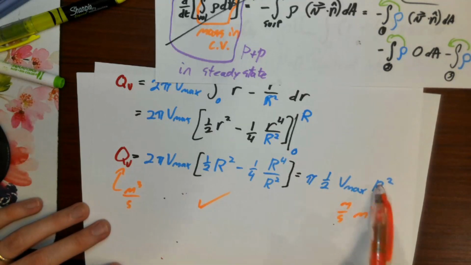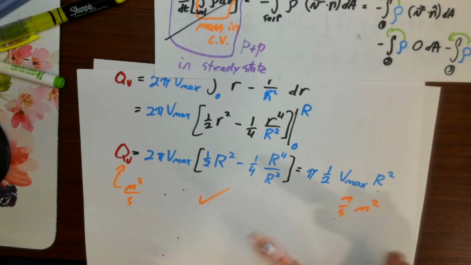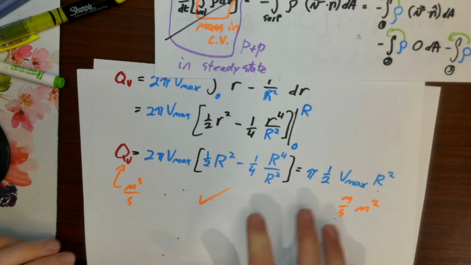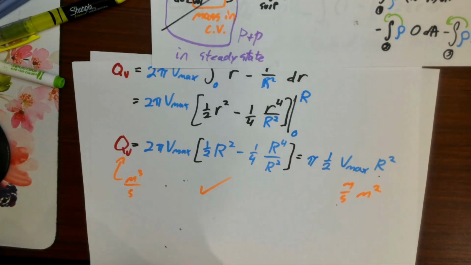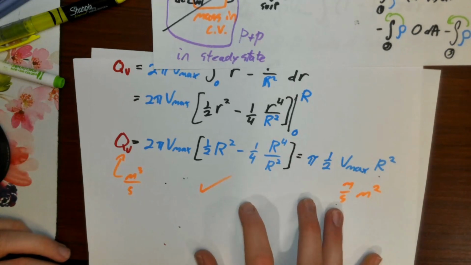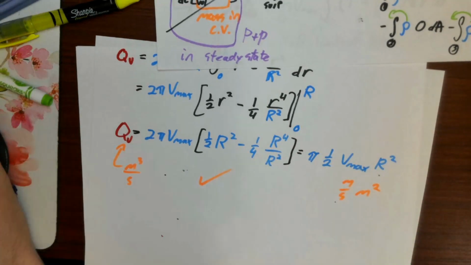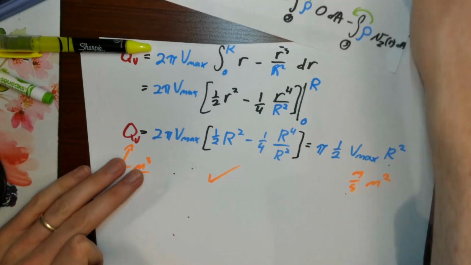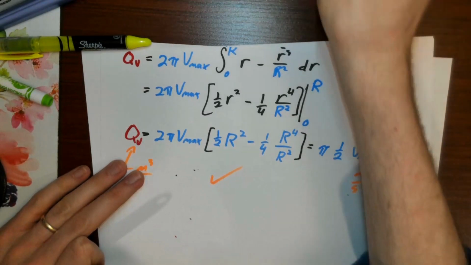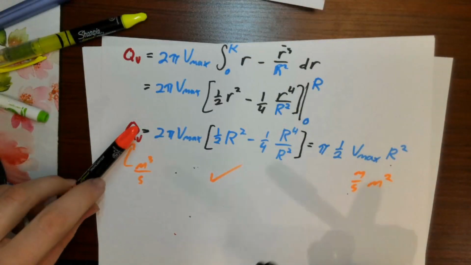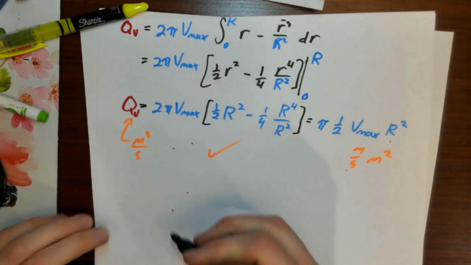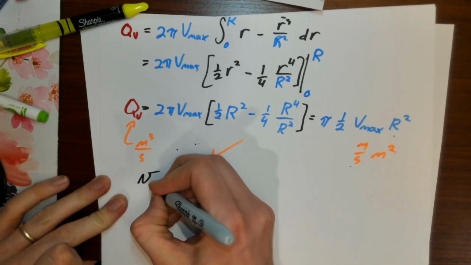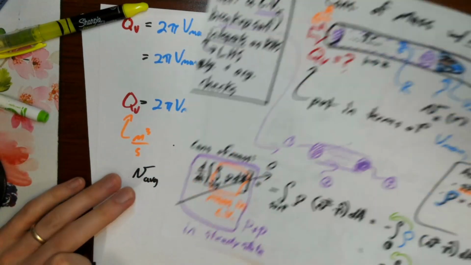And in fact, we can manipulate things a little bit to further lead to some good intuitions, to interesting results. So let's go ahead and do that. The interesting result that we can get from this is, let's think about the average velocity. The average velocity in this pipe, right?